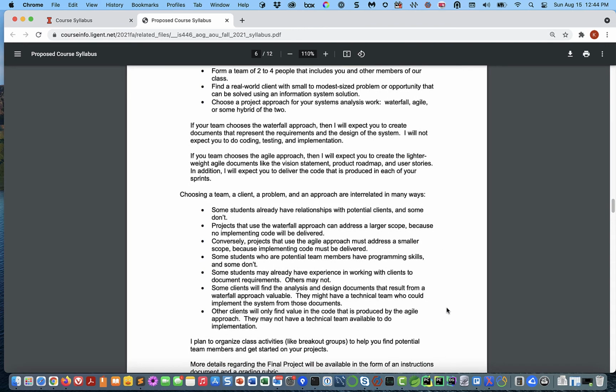This kind of business of finding a project and picking an approach and finding people, it's all interrelated. So if you look at this and go, well, I don't know how I'm going to do this, or I don't know about a client, or I don't know about an approach, or I don't know who's going to be on my team, as we meet in the early parts of the semester, we're going to be talking about this and breaking up into groups, and coordinating is a major part of what we do. So it will come together.